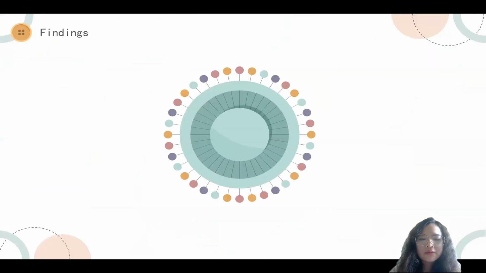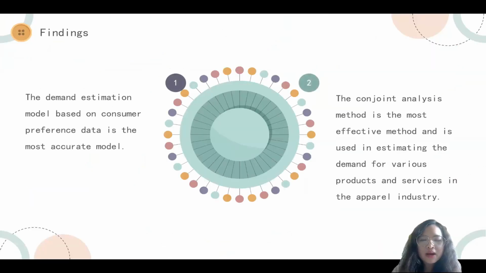In this study, the key finding is that the demand estimation model based on consumer preference data performs the best in terms of accuracy. The demand prediction result of this model is closer to the actual sales situation, while the model based on expert opinions has no significant relationship with the actual sales situation. Second, we found that conjoint analysis is the most effective method for prediction among all those we compared. This is especially true for estimating demand in a range of apparel products and services.